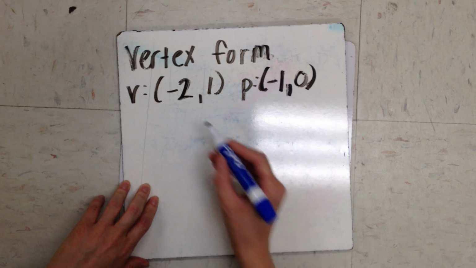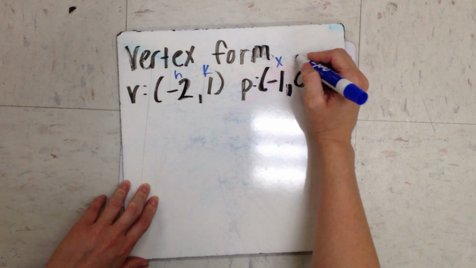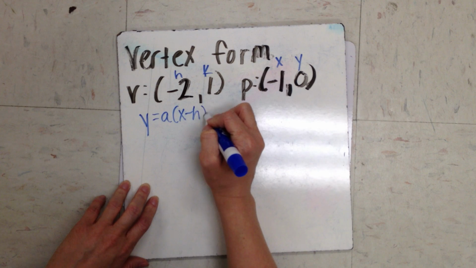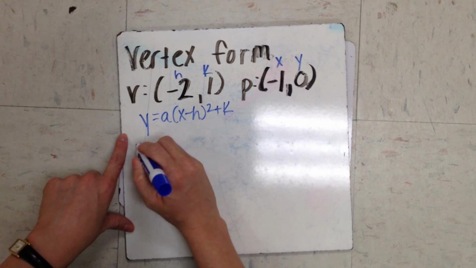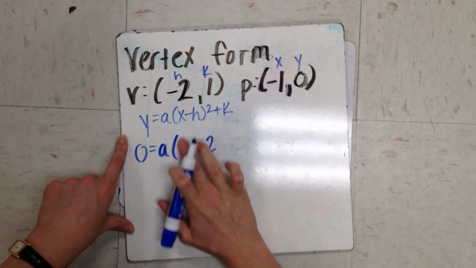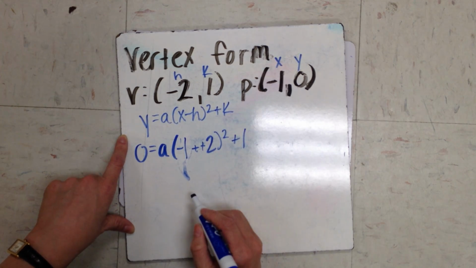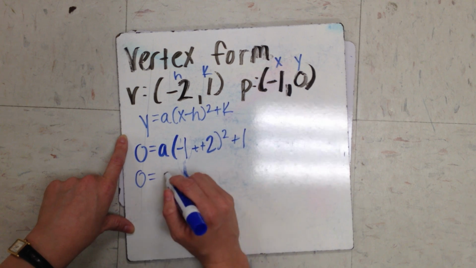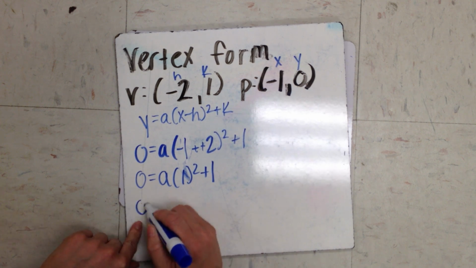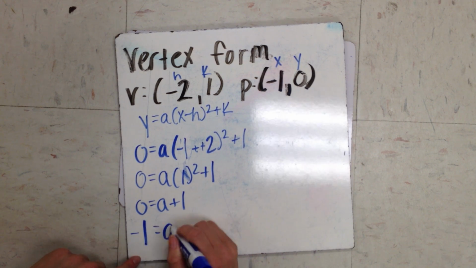All right, welcome back. Our h value, negative 2, k value, 1, x value, negative 1, y value, 0. Vertex form, just as a refresher, y equals a times x minus h squared plus k. So we get 0 equals a times negative 1 minus negative 2 squared plus 1. That becomes plus, we get 0 equals a times 1 squared plus 1. So we get 0 equals a plus 1. So negative 1 equals a.